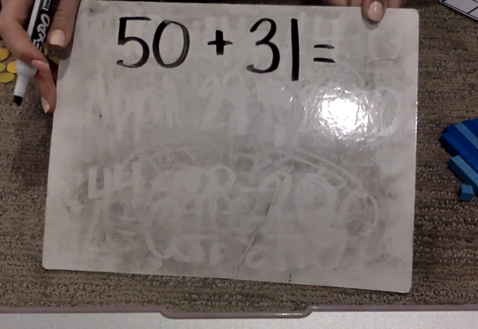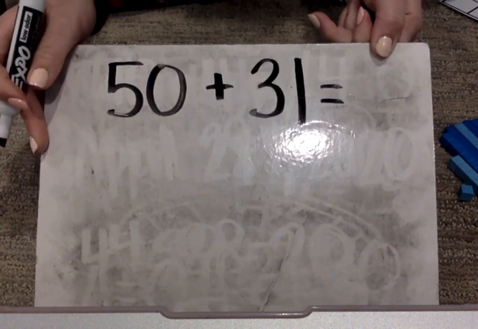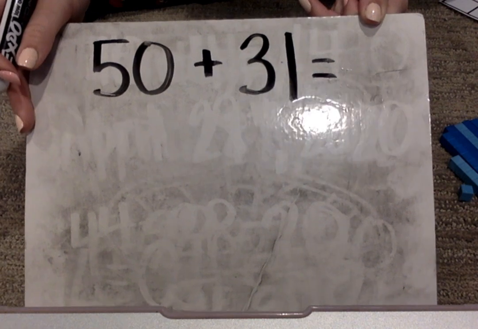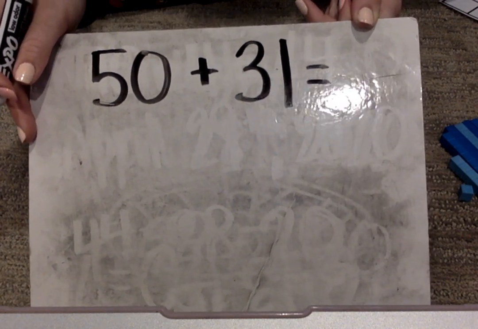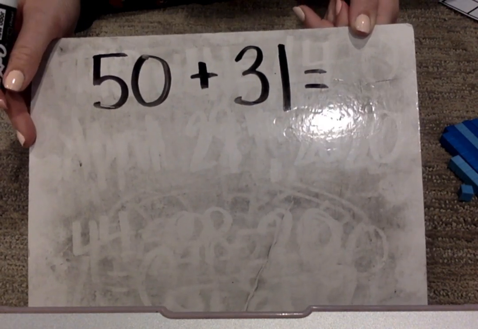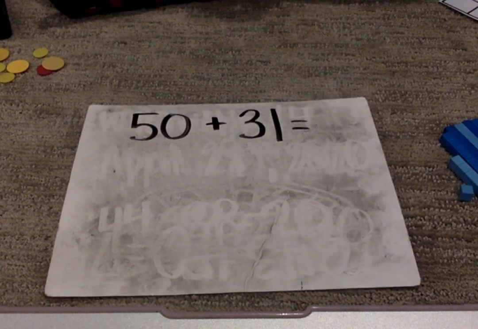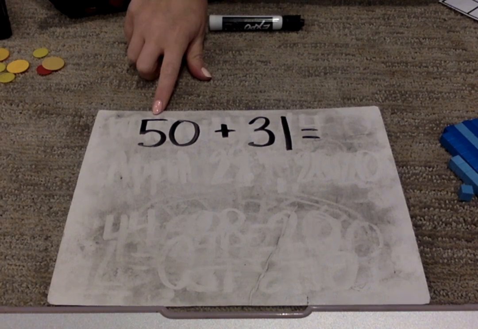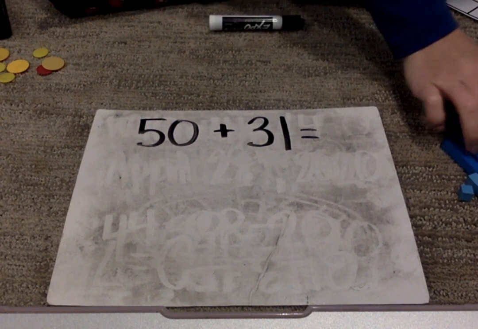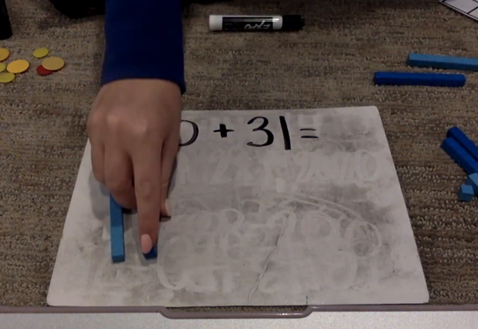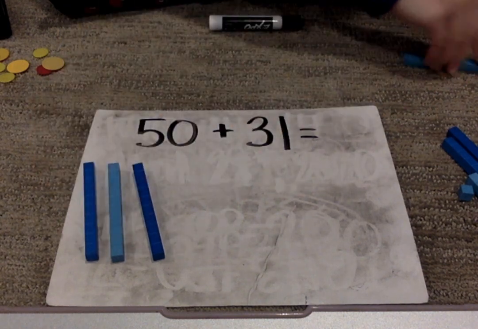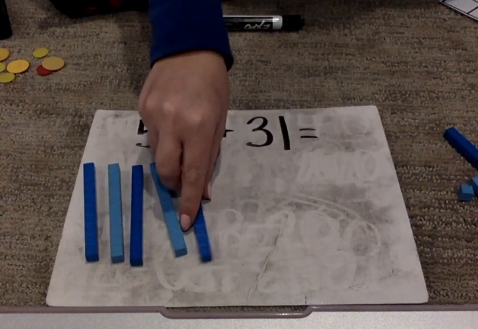50 plus 31. Are you working with me at home? Do you want to draw or make or write 50 and 31 with tens and ones blocks? Okay, I'm going to start building it. There's a 5 in the tens place, so I need 5 tens. 10, 20, 30, 40, 50.